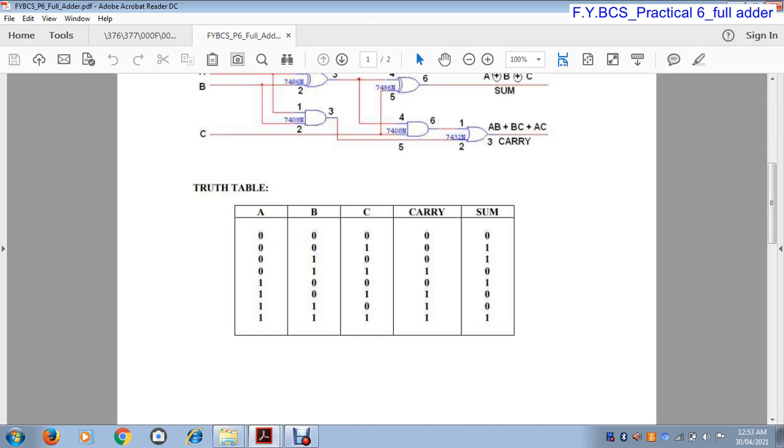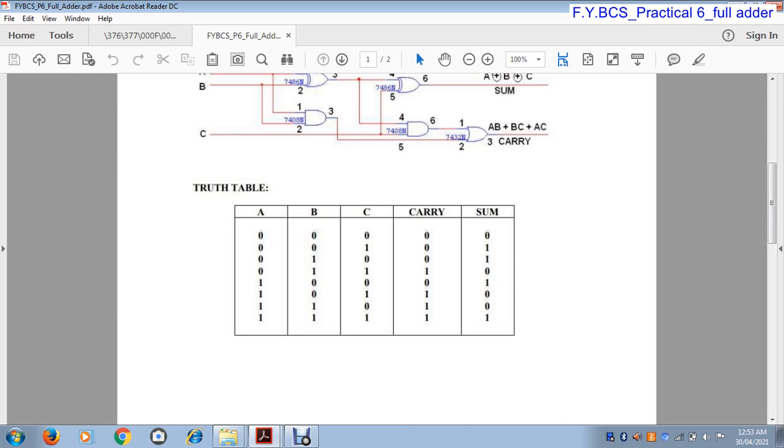Now the next is 1 plus 1 plus 0. 1 plus 1 means 1 0. So sum 0, carry 1. Now the last condition is 1 plus 1 plus 1. 1 plus 1 means 1 0, and 1 0 plus 1 is 1 1. So the result of this addition is 1 1. So in this case sum is 1, carry is also 1. Okay. So this is the truth table of the full adder.